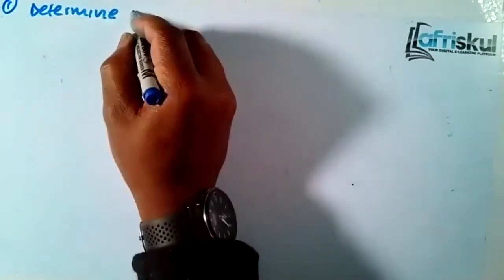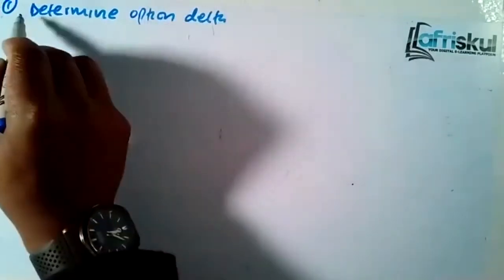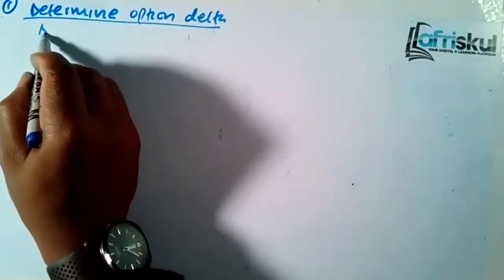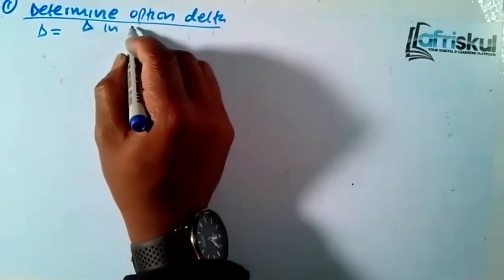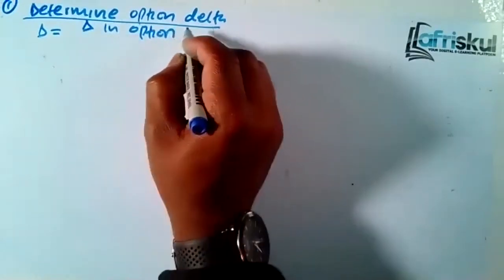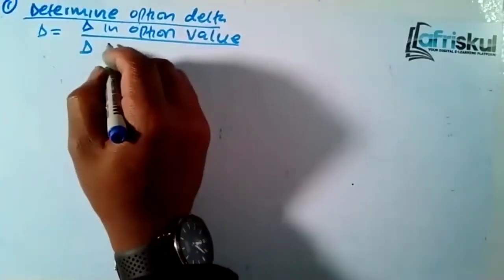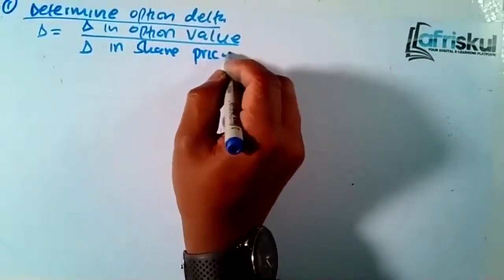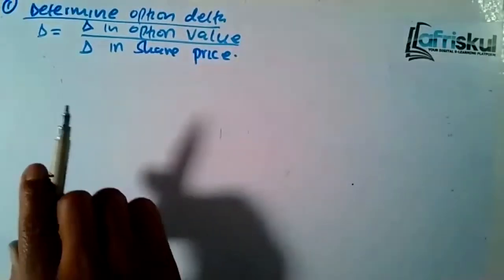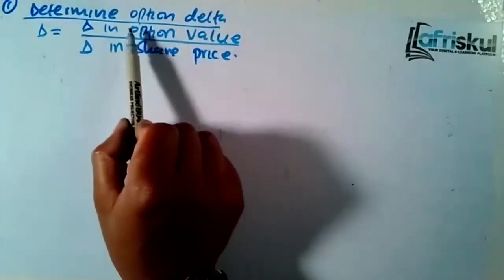You determine the option delta. This will get the option delta. For the option delta, you take the changes in option value and divide by the changes in the share price. Changes in the option value, you divide by changes in share price. How do we get the option value?